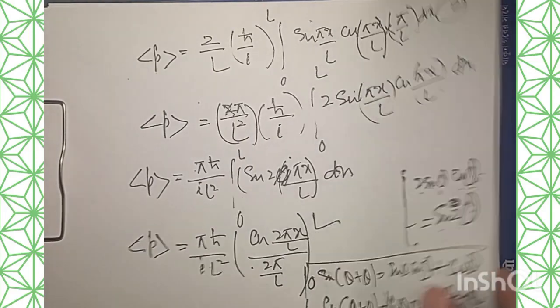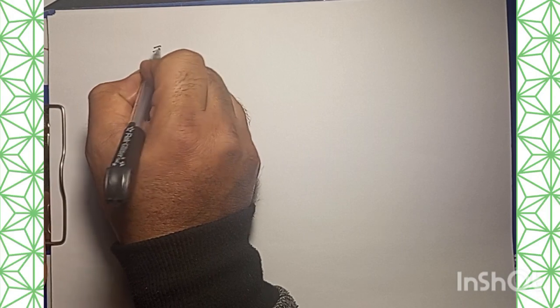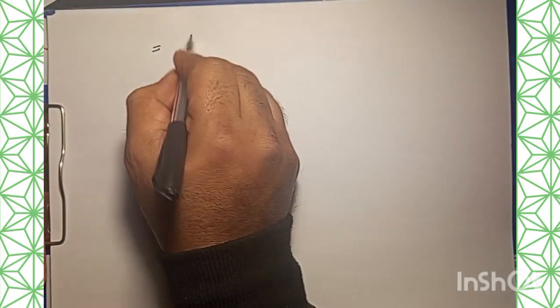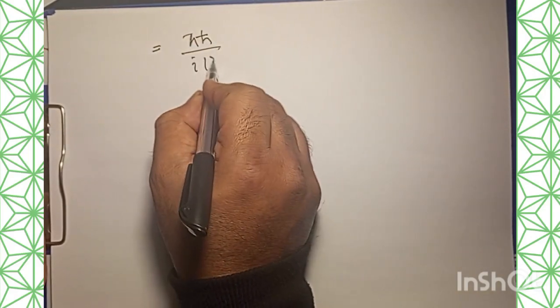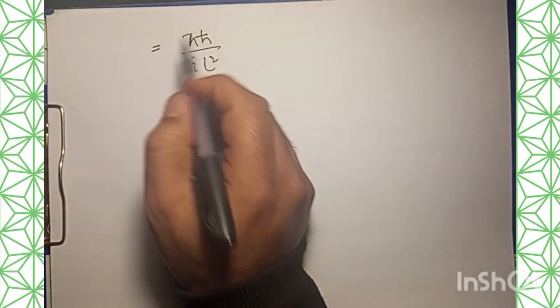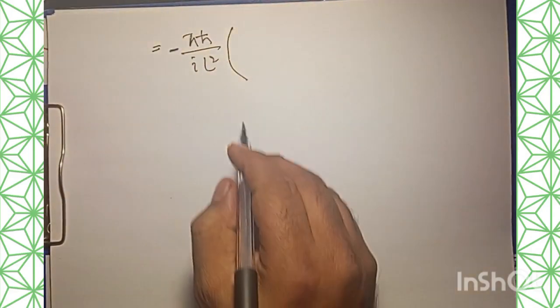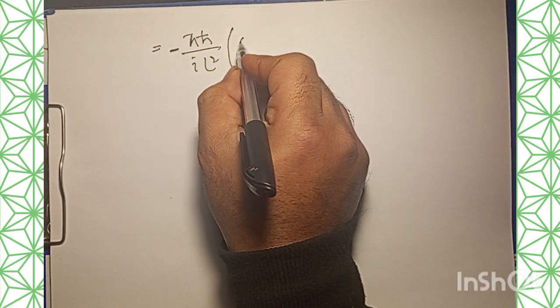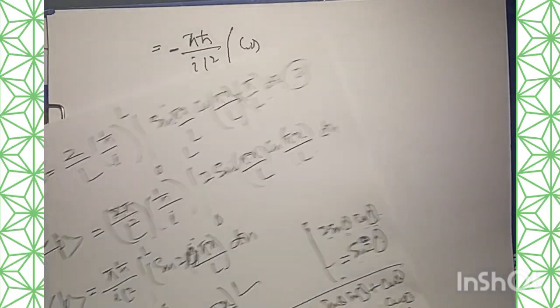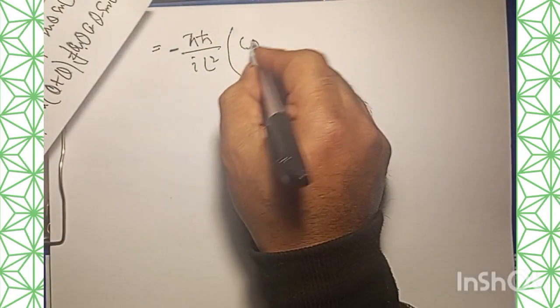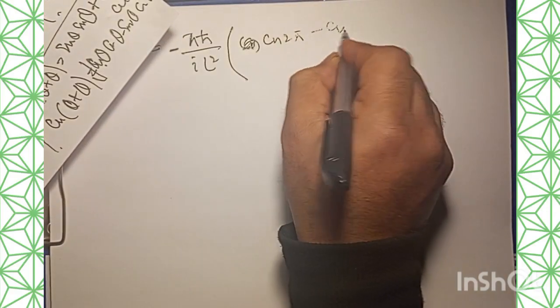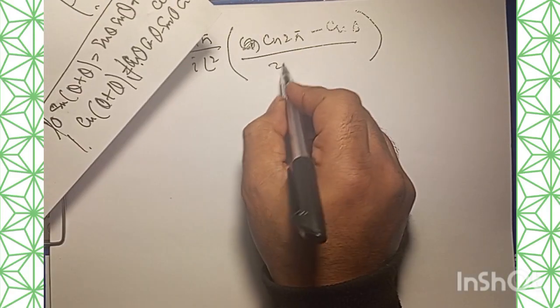Now let's move on from here and calculate the expectation value of momentum. So from here, what we will have is πħ by iL². So what we have is basically the integration of sin θ is minus cos θ. So let me have that minus outside, and inside, what I will be left with is cos of 2π, L and L will cancel, so I'm going to get cos of 2π minus cos of 0. I can divide it by the whole thing that's there, 2π/L.